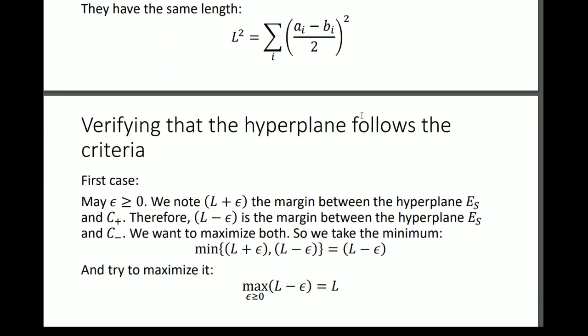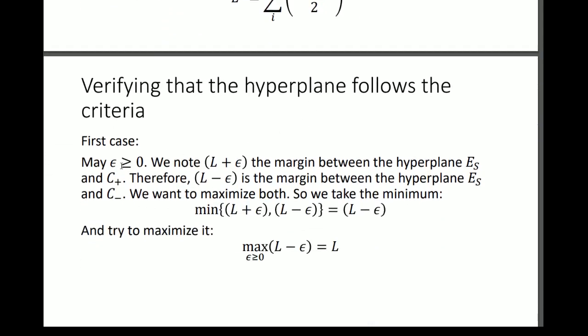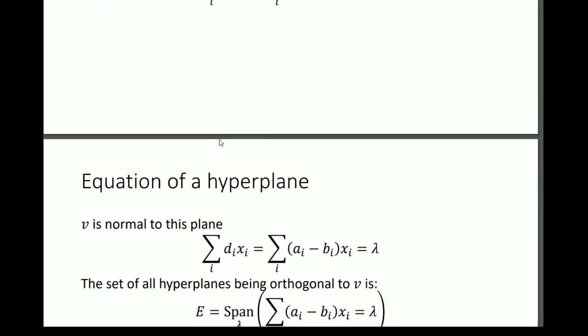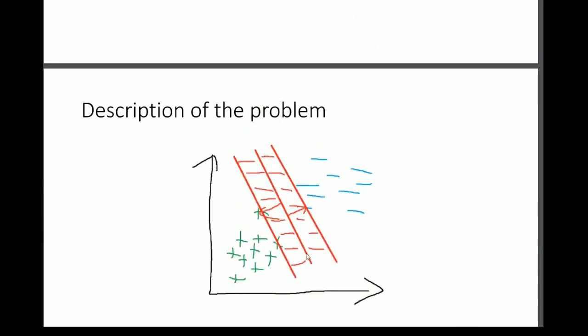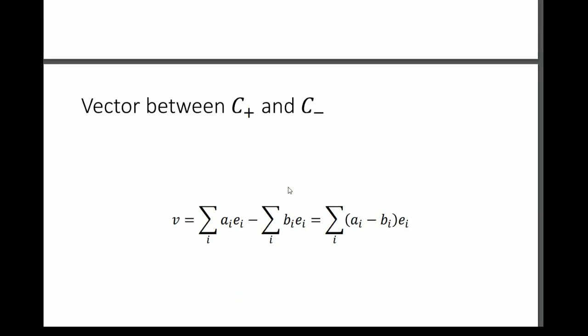So the first case, we consider epsilon being positive. We have one hyperplane, and we consider one that is shifted. So we take the middle. We have one that is normal and that passes through the middle, and we shift it by plus epsilon. So we have our shift in epsilon, and we'll see what happens.